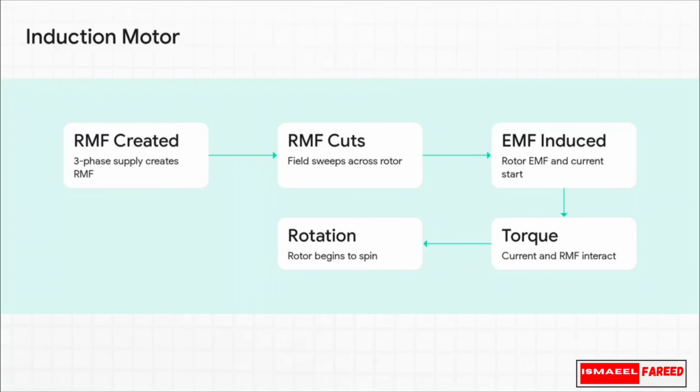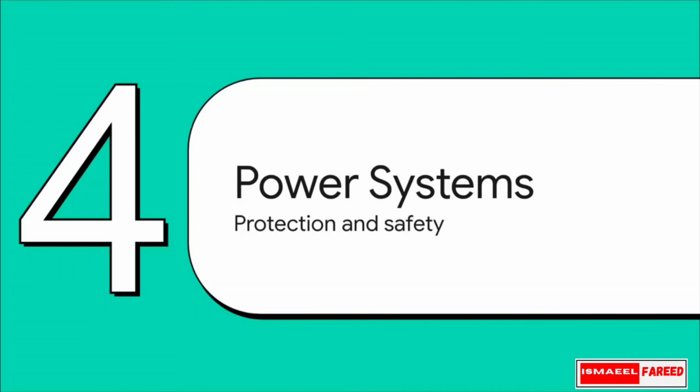Fourth, that new rotor current interacts with the original magnetic field to produce mechanical torque. And finally, step 5, the rotor starts spinning. It's a beautifully logical sequence of physics. Okay, let's shift gears to section 4, power systems and protection.